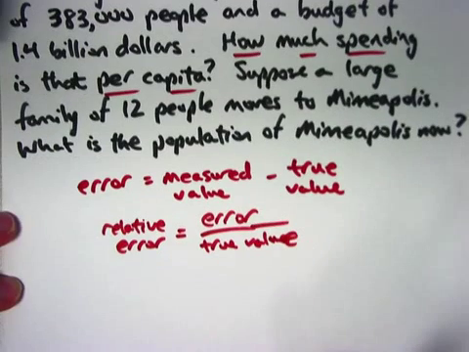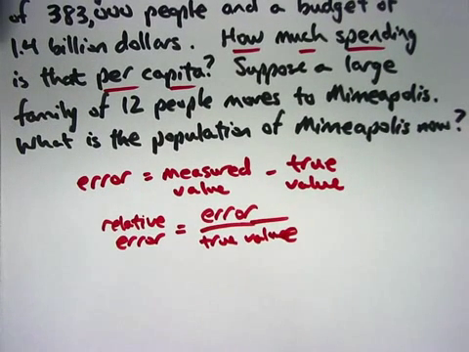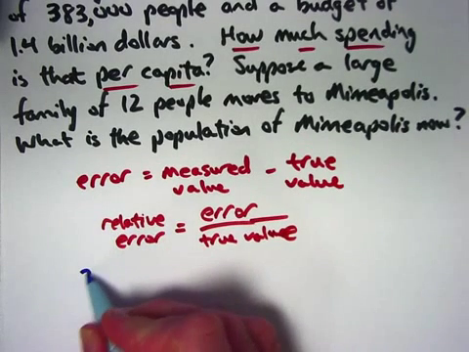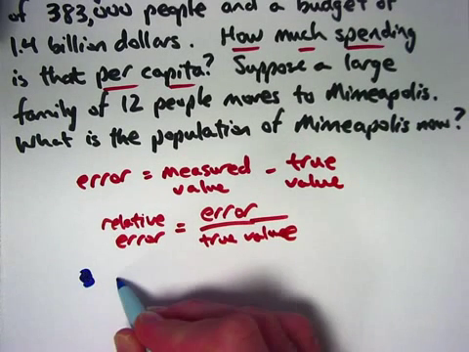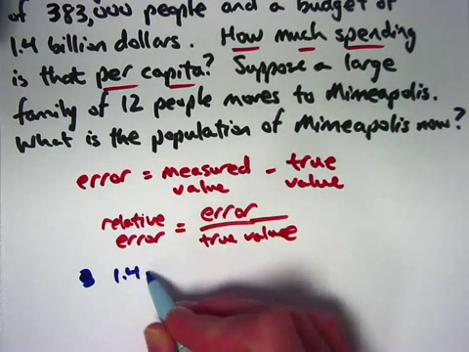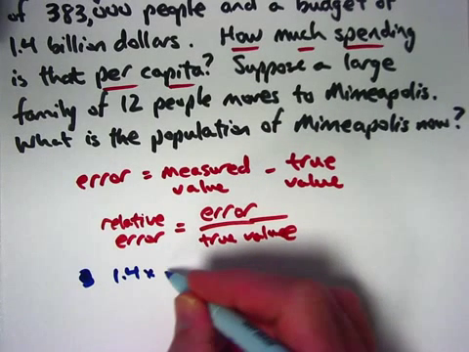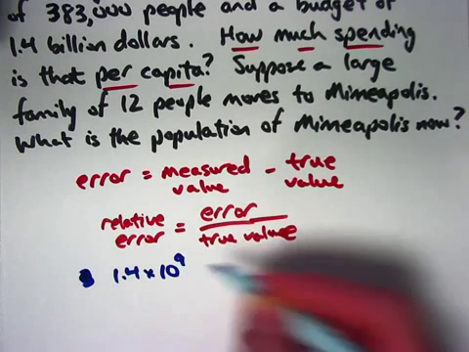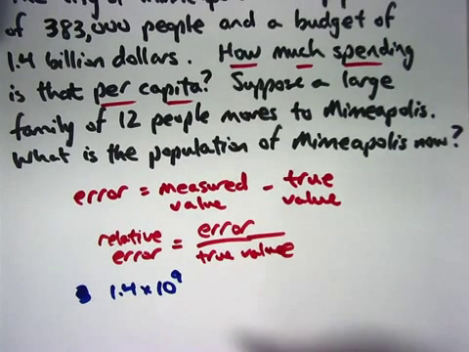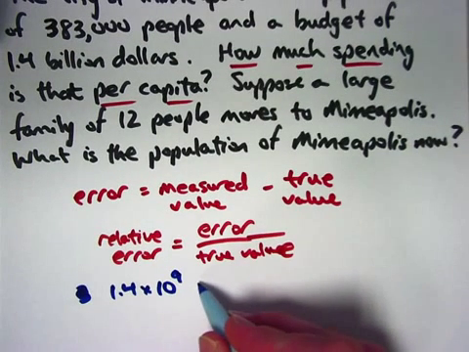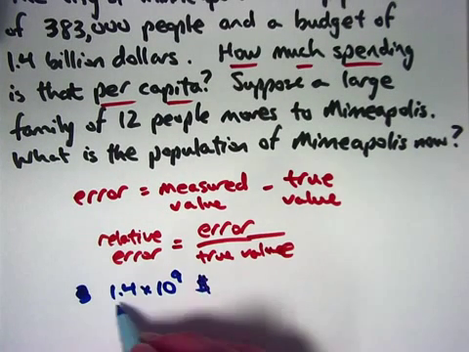All right, let's get to the questions. How much spending is that per capita? You've got to take 383,000 people, or excuse me, $1.4 billion. I'm going to write this in scientific notation to emphasize that. A billion is 10 to the ninth, so in scientific notation, $1.4 billion would be 1.4 times 10 to the ninth. I'll write a dollar sign here.